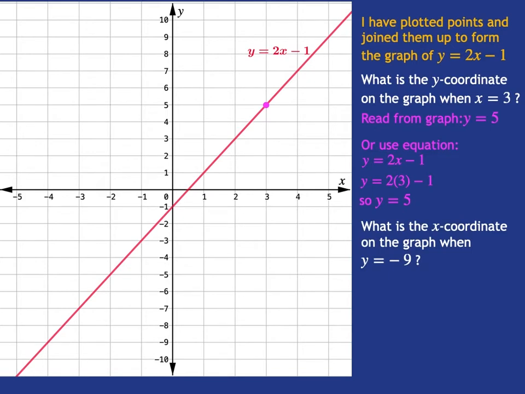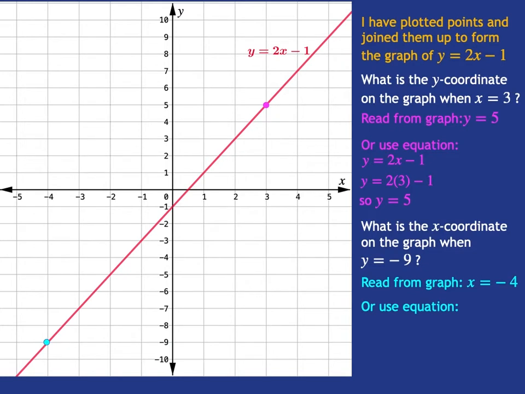All right, what if I want to know the x coordinate on the graph when y is negative 9? Well, again, I want to see where we are on the graph when you've got a y value of negative 9. So I go across and I see it's there. That point has a y value of negative 9. Now I want to know what that point's x value is, right? How far left is that point? Well, I can just look up and see, yes, that point is 4 units to the left. It's at negative 4. And so reading from the graph, I get x is negative 4.